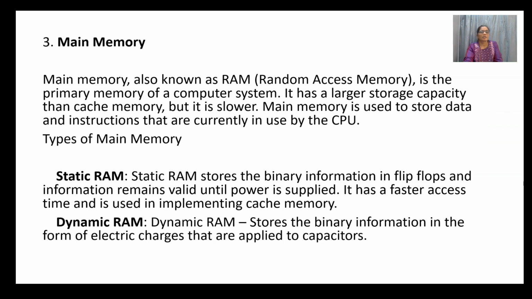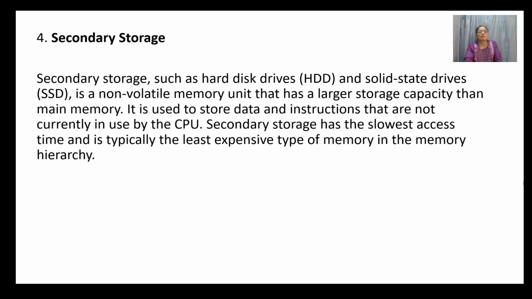There are two types of main memory, static RAM and dynamic RAM. Static RAM stores the binary information in flip-flops, whereas dynamic RAM stores the information in the form of electric charges. And the fourth one is the secondary storage. It includes hard disk drives and solid state drives, which you can call SSD. It is a non-volatile memory unit.